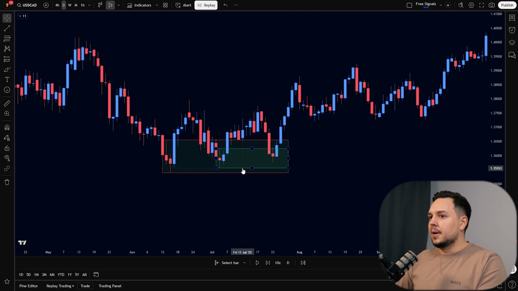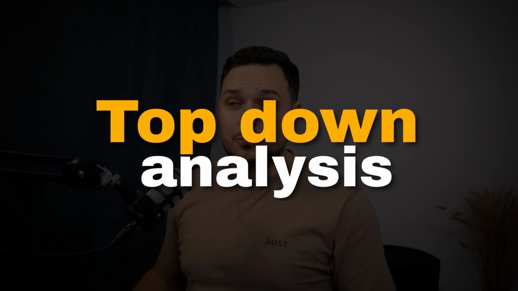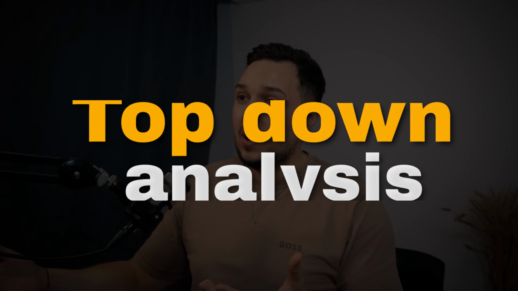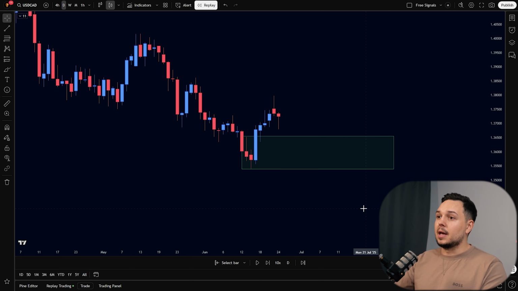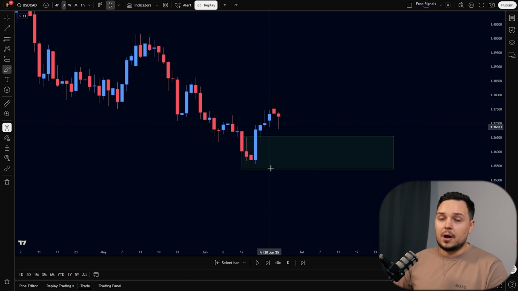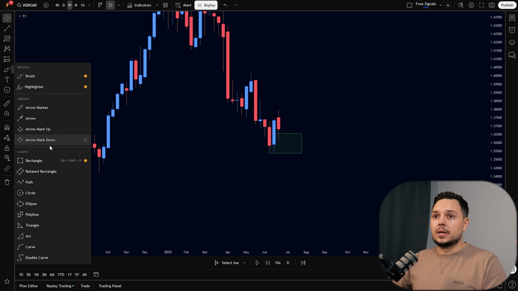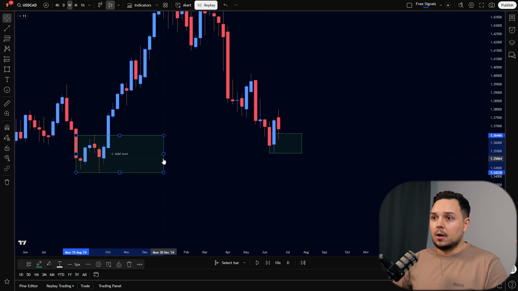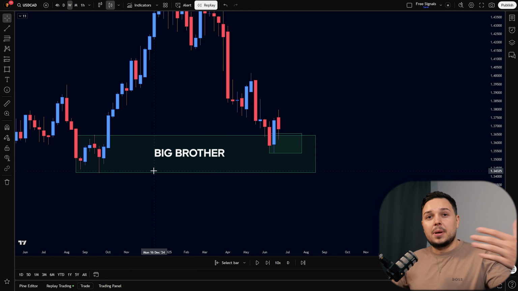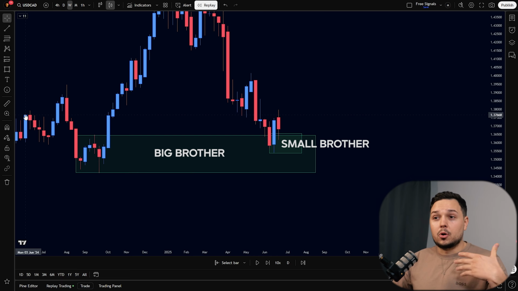Now, there's another thing. I want to talk about top-down analysis real quick because it really does help you out when you're trading or trying to get that sniper entry you're always looking at. So take a look at this demand zone, right? Now let's take a look at a higher time frame. Let's say the weekly. Just take a look over here. Perfect kind of area of demand zone, right? It's a big brother, small brother type of context, right?